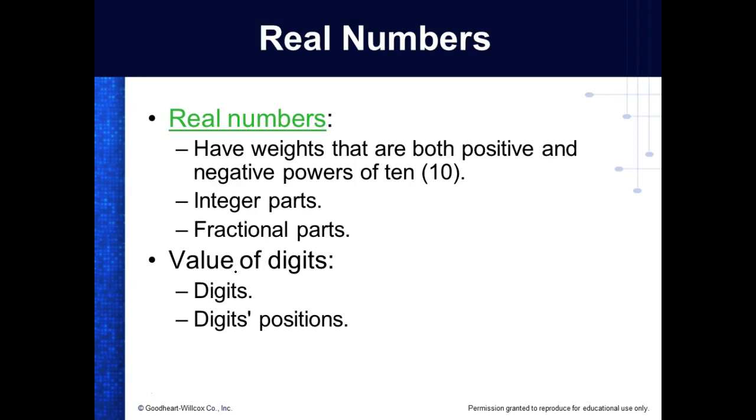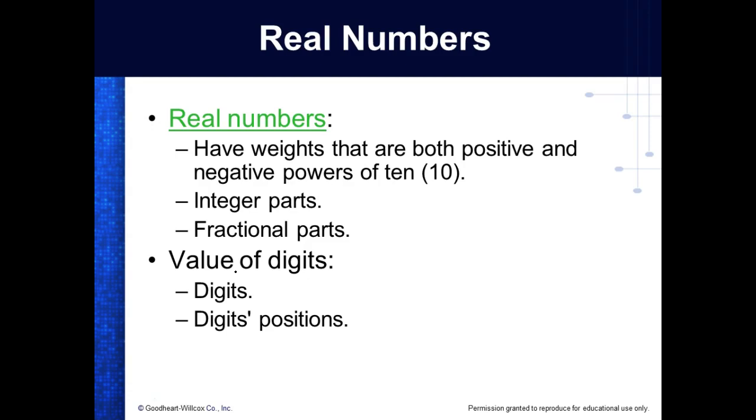Real numbers have weights that are both positive and negative powers. We have what we call an integer. What's an integer? Yeah, it's a number that has no fraction. And then it has a fractional part, right? It's called a real number.